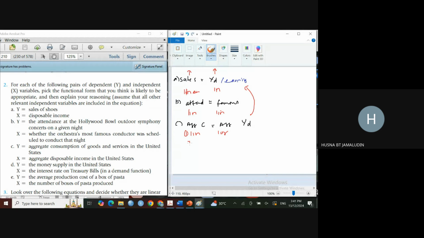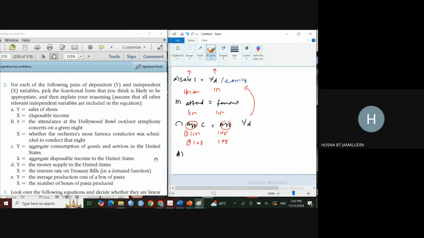You can also have double log, because when you talk about aggregate, we are talking about a large number. Normally for a large number, you will use log so that it will smooth the estimation. You can use lin-log, you can also use double log, depending on your justification. So far so good? Can I proceed?